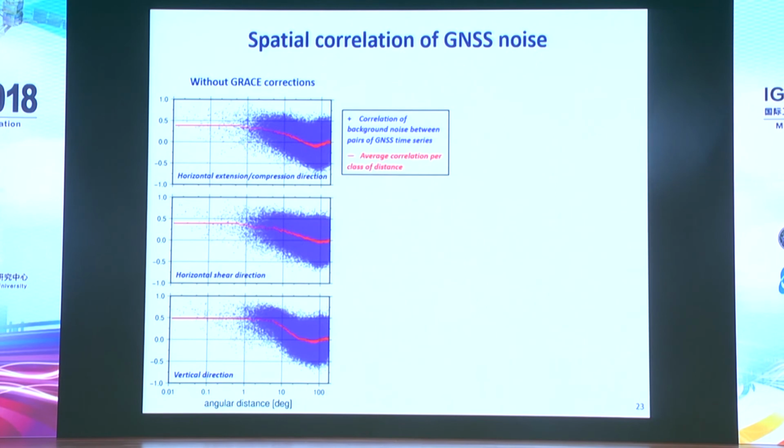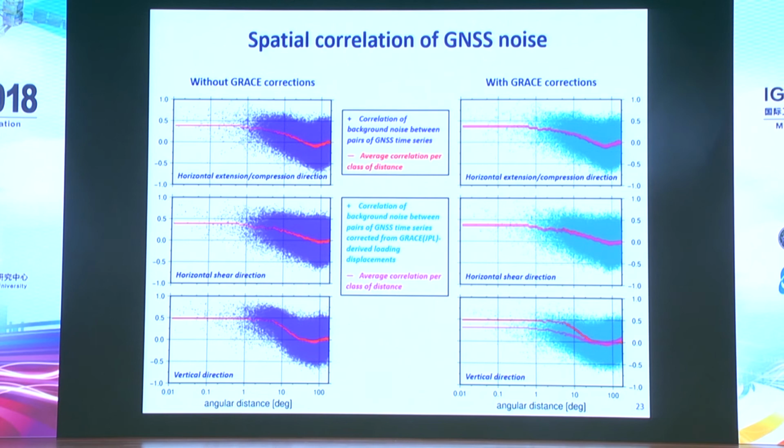Let's finally look at the spatial correlation of the noise in GNSS time series. So on these plots, each blue cross represents the correlation coefficient between the noise in a pair of station position time series as a function of the distance between that pair of stations. And the red segments are average correlation coefficients per bin of distance. These plots are for raw GNSS time series without GRACE corrections.